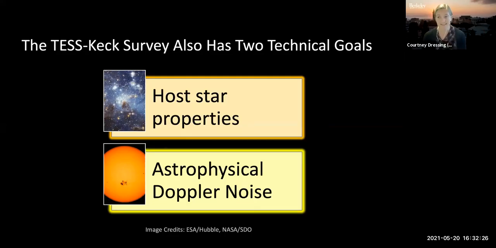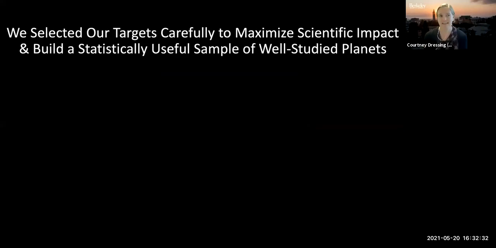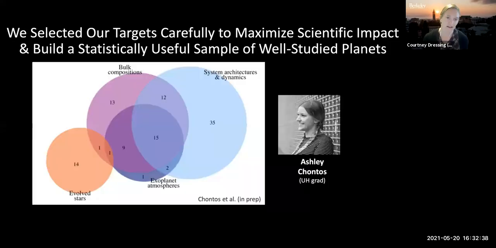In order to select a sample of targets to address all of these goals, we put our heads together and came up with a set of prioritization metrics in order to identify what the best targets are for each of those scientific aims. This effort was led by Ashley Chontos, who is a graduate student at the University of Hawaii.